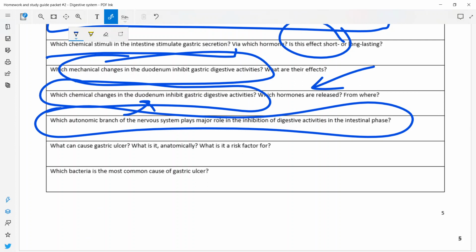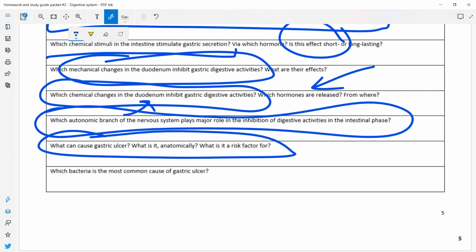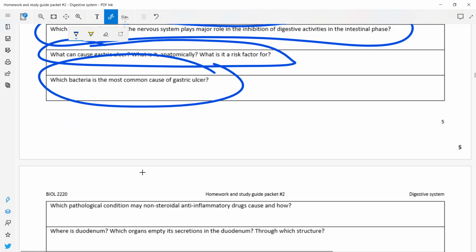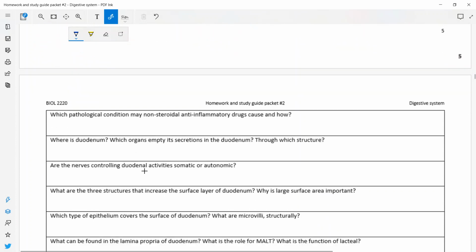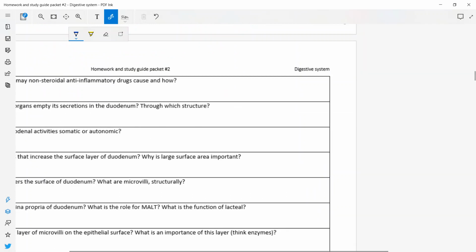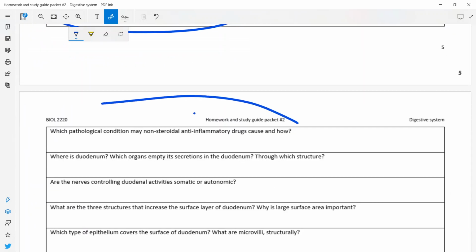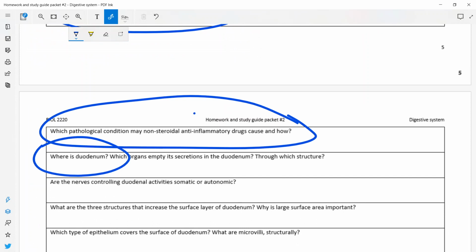A gastric ulcer can be caused by a tumor, obviously, but the most common cause is Helicobacter pylori. It's the most common cause of gastric ulcer. Loss of mucosal coverage and inflammation. Pathological conditions can also come from non-steroidal anti-inflammatory drugs. Gastritis is inflammation of the stomach. Duodenum, the first part of the small intestine. The small intestine consists of duodenum, jejunum, and ileum.